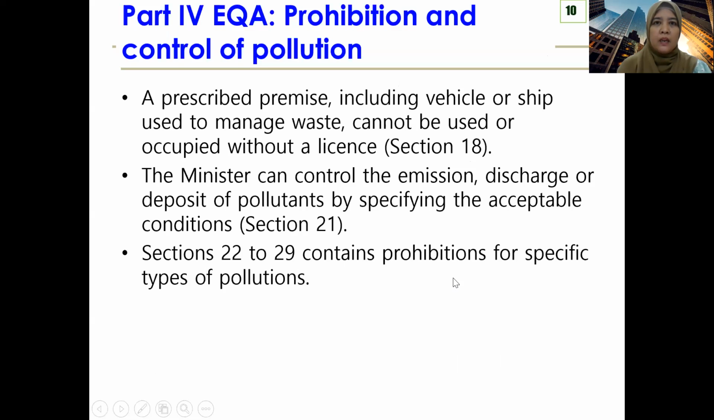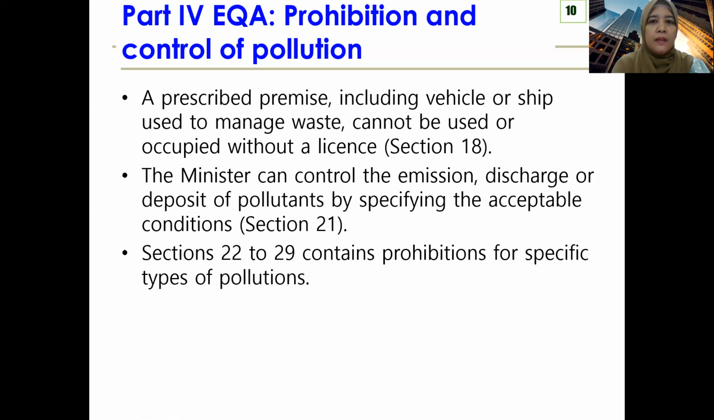Okay, now what about part 4? So just now part 3 EQA, now is part 4 EQA, prohibition and control of pollution. Okay, now we are coming to the pencemaran punya part. Prohibition, dilarang, control, kawalan.